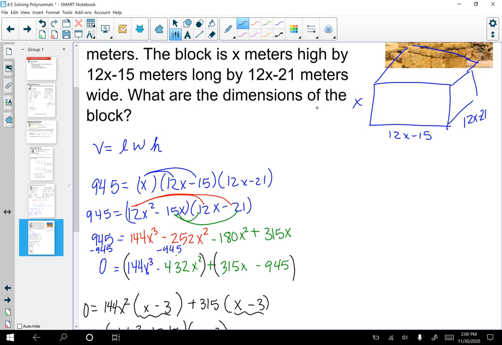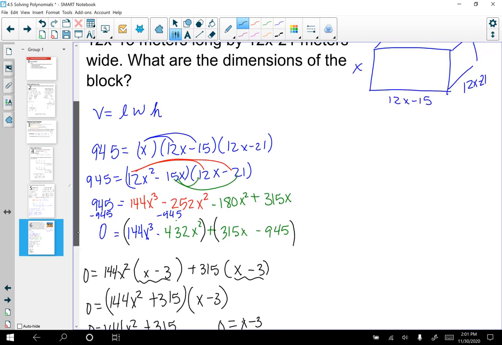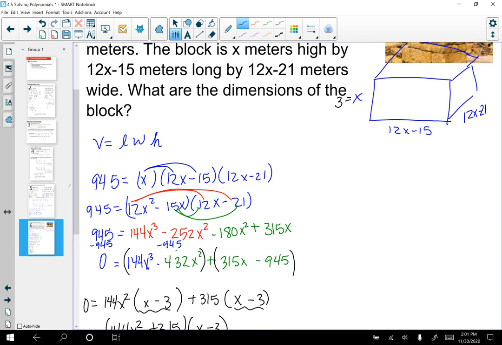But now they're looking for the dimensions. So we have one dimension. We have the height, which was 3. But we need to solve for our length and our width. So we're just simply going to plug in 3 for x. And then we take 12 times 3 minus 15 to get 21. And then we take 12 times 3 minus 21 to get 15. So my dimensions are 3 by 21 by 15.